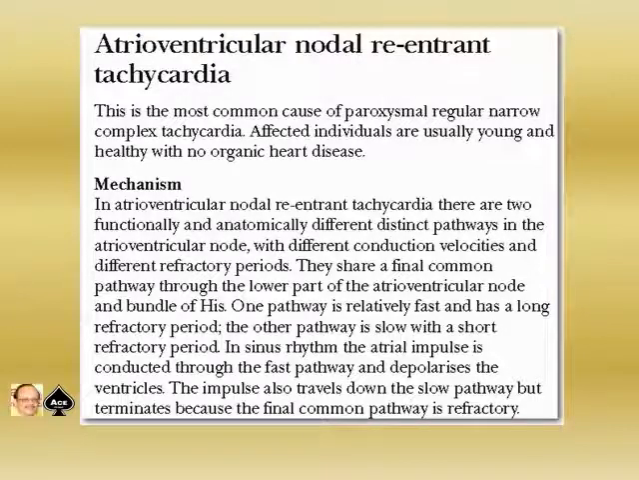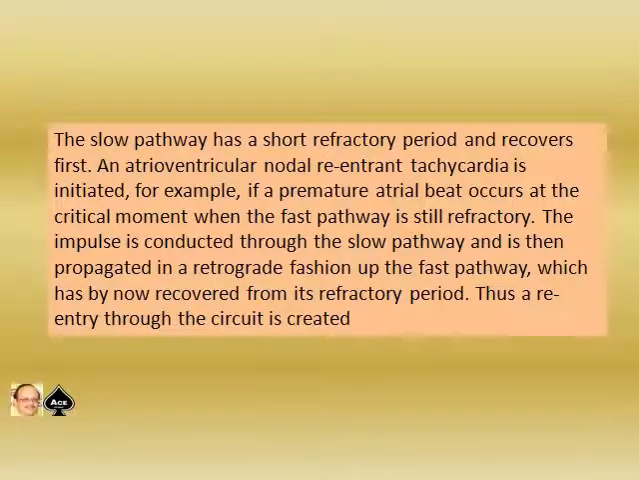The slow pathway has a short refractory period and recovers first. An AV nodal reentrant tachycardia is initiated, for example, if a premature atrial beat occurs at the critical moment when the fast pathway is still refractory. The impulse is conducted through the slow pathway and is then propagated in a retrograde fashion up the fast pathway, which has by now recovered from its refractory period. Thus, a re-entry circuit is created.